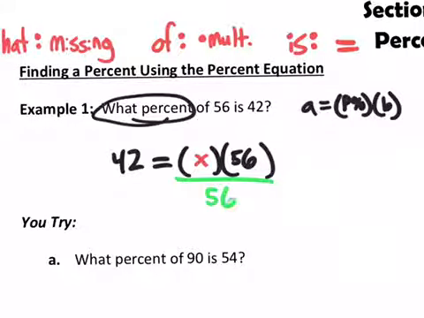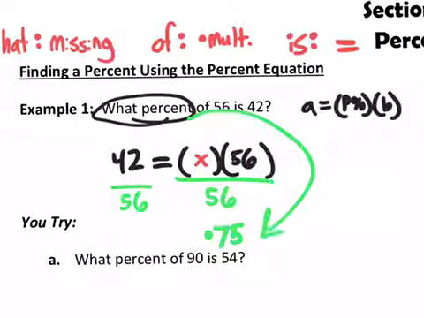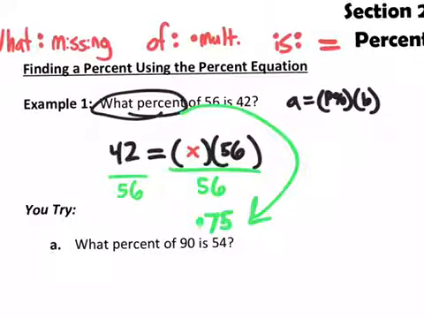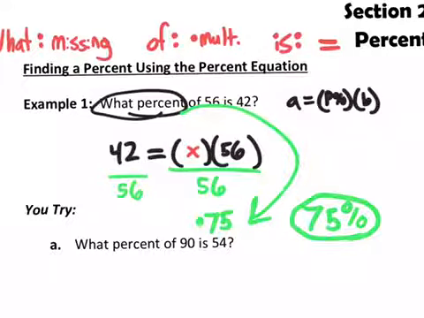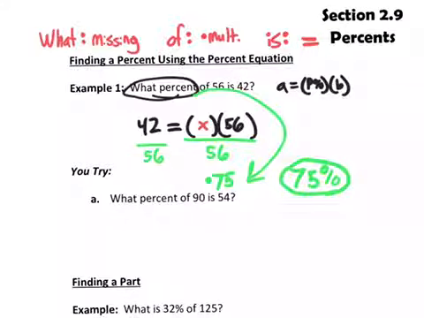Now I solve for x like normal. I will divide both sides by 56. 42 divided by 56 is 0.75. Now the answer is asking for a percent, so I need to multiply that 0.75 by 100, or just recognize that it is 75%. So what that's saying is that 75% of 56 is 42. Now, that process may have been confusing to you, but once we do several of these, I think you'll pick up how to use the formula and how to set these up. And then it's just using a calculator and expressing your answers correctly.